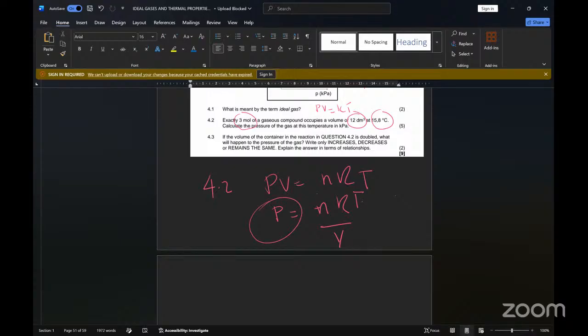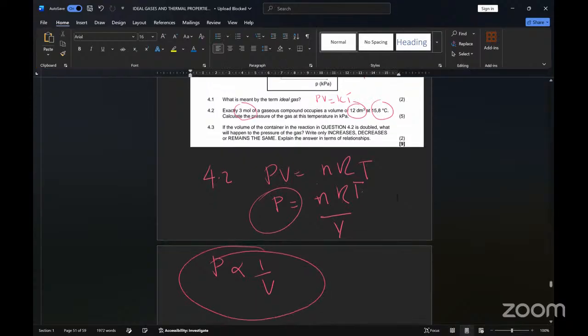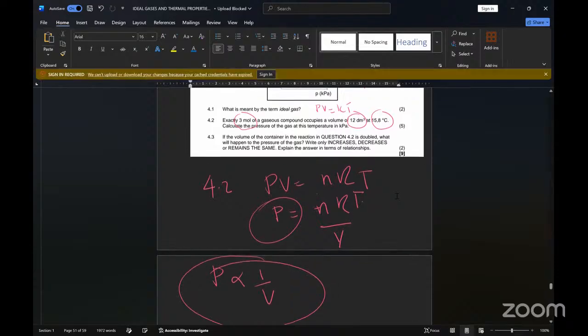Then this one says that if the volume of the container in question is doubled, what will happen to the pressure of the gas? Rise, increase, decrease, or remain the same? The pressure will decrease because the relationship between pressure and volume is inversely proportional. Remember, this is what Boyle said. So if pressure increases, volume decreases. If pressure decreases, volume increases.